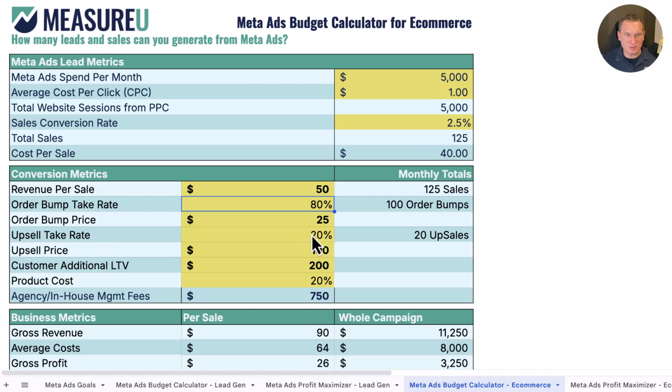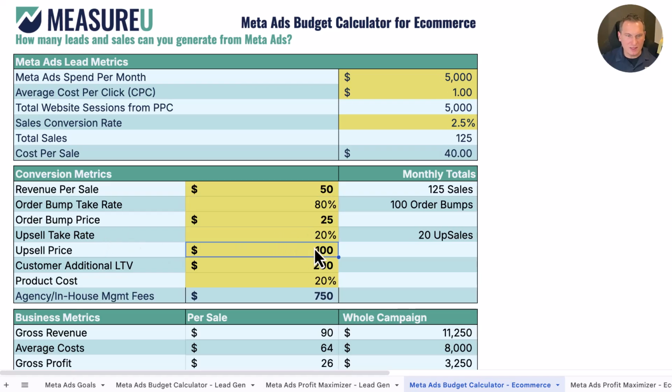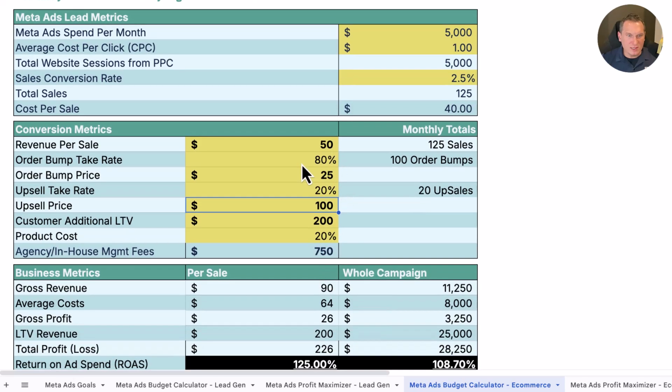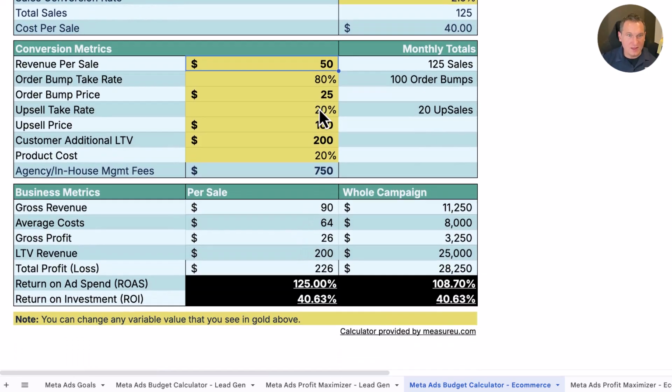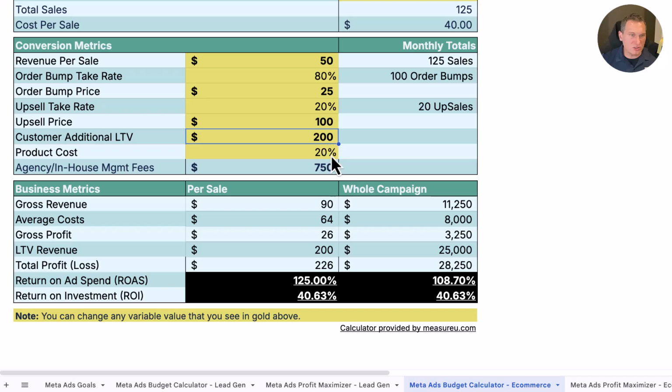Then you add an upsell. Maybe 20% of people take that. And you charge $100 for the upsell. Now you're adding to the overall value. Now every time that you make a sale, you're making $90 instead of just that $50 because you've added these stocking stuffers on there. What if you take it even further and say there's additional lifetime value?